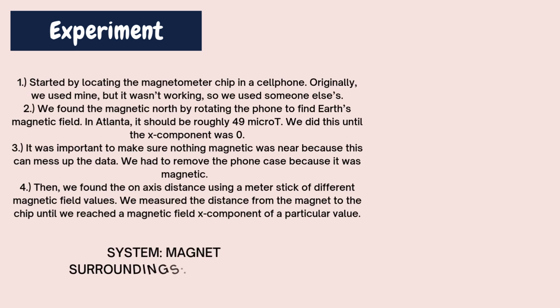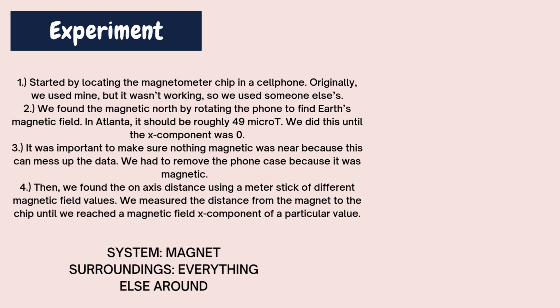So for the experiment, we started by locating the magnetometer chip in a cell phone. Originally we used mine, but it wasn't working, so we had to use someone else's phone. But we found the magnetic north by rotating the phone to find Earth's magnetic field. In Atlanta, it should be roughly 49 microteslas, and we did this until the exponent was 0.